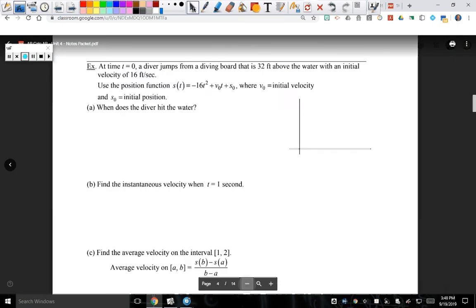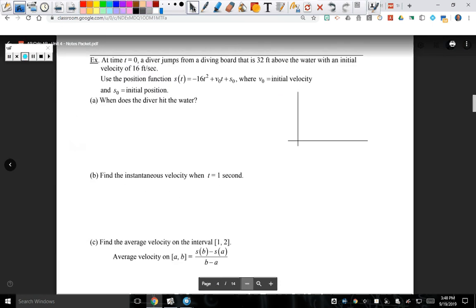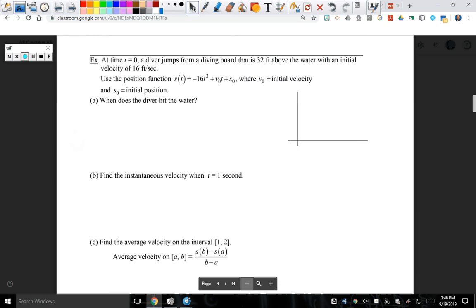Now we're going to do this together, okay? And I'm going to teach you some calculator stuff too. Okay, here we go. So at time is equal to 0, a diver jumps from a diving board that is 32 feet above the water with an initial velocity of 16 feet per second. So the diving board, right? Let's make our staircase or whatever. It is 32 feet high.